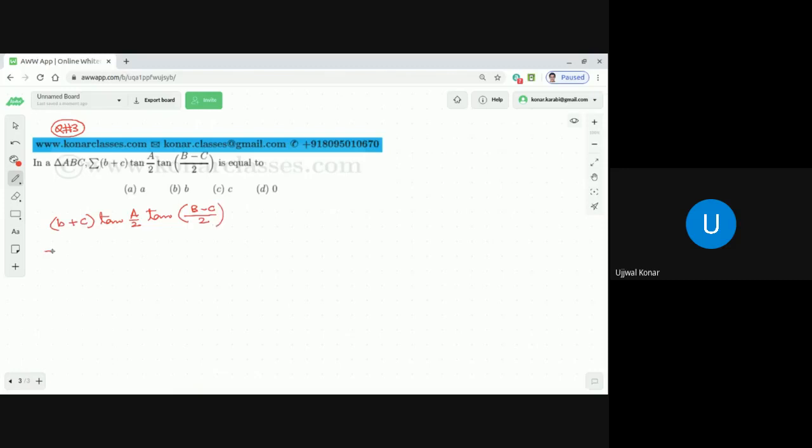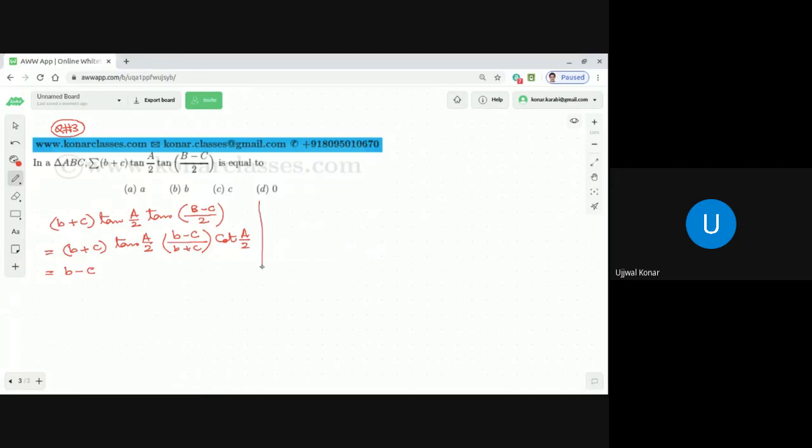And dear students, if you look into the formula for tan (B minus C) by 2, tan A by 2 as it is, in the trigonometric ratios of the half angles, what we get is (b minus c) divided by (b plus c) into cot A by 2. Correct? So then what we are going to get? (b plus c) will get cancelled, and tan A by 2 and cot A by 2 will get cancelled. So we'll get b minus c.